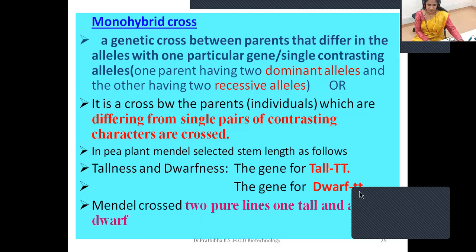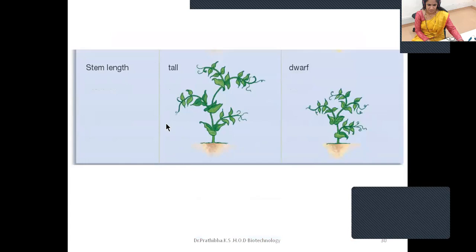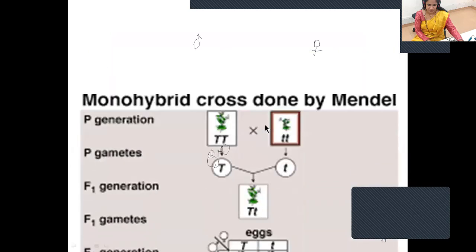Hope you are following me. We are now going through the monohybrid cross. So for monohybrid cross, he took the stem length, right? Among its 7 contrasting characteristics, this is one particular character, that is tall and dwarf. He crossed this tall plant with the dwarf plant. Let's see how he crossed.